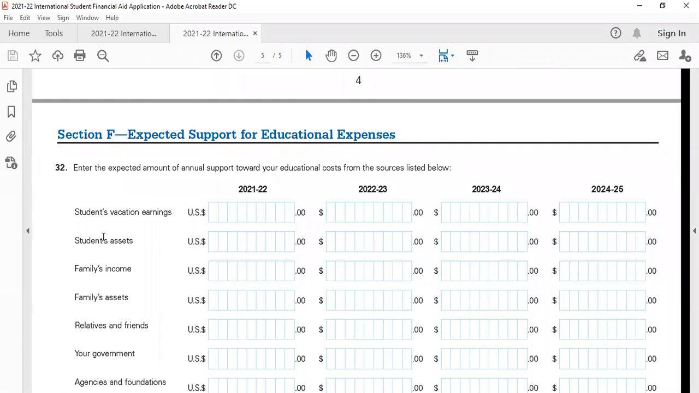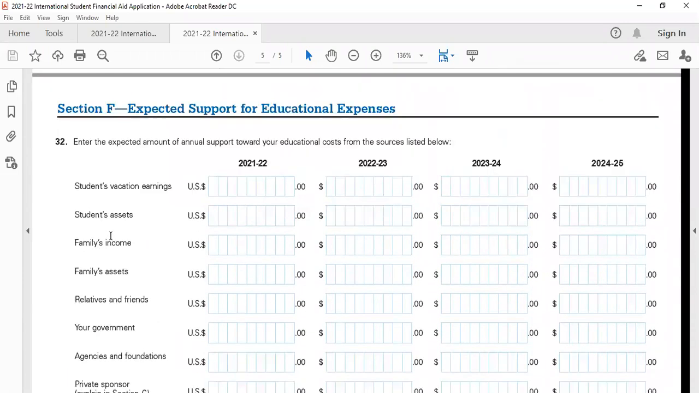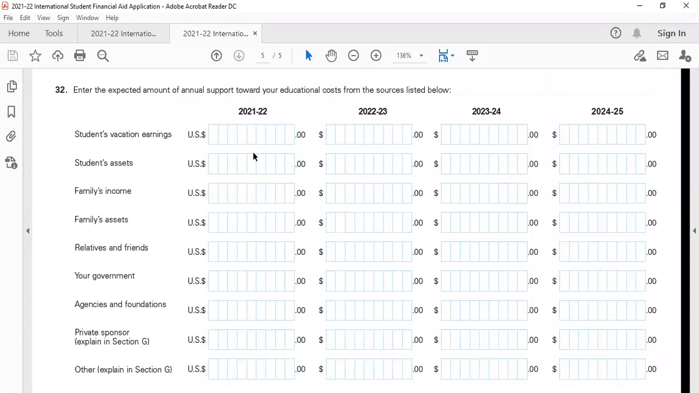Question number 32, again, this is the main question here, which asks about how much money you expect from various sources to support your education, to invest in your education. So the first amount is, if you have any savings, you can mention whatever amount that you have saved or you have earned over the past 4 years as a student. If you have any assets as a student, what's your family income, your family's assets, how much amount on a yearly basis your family will contribute towards your education with the help of your family income or with the help of your family assets.